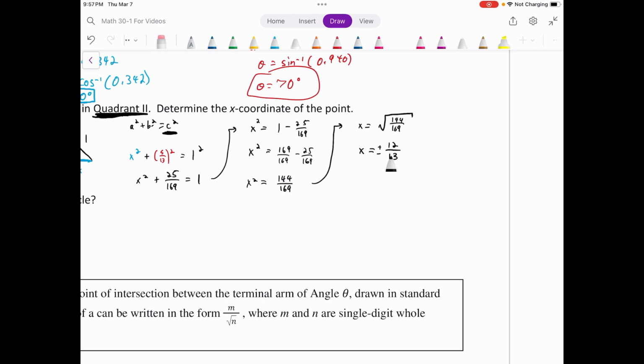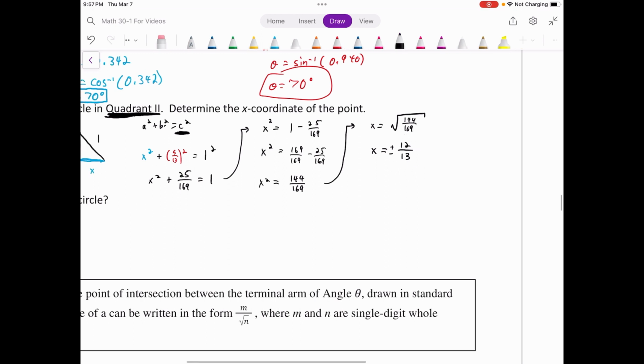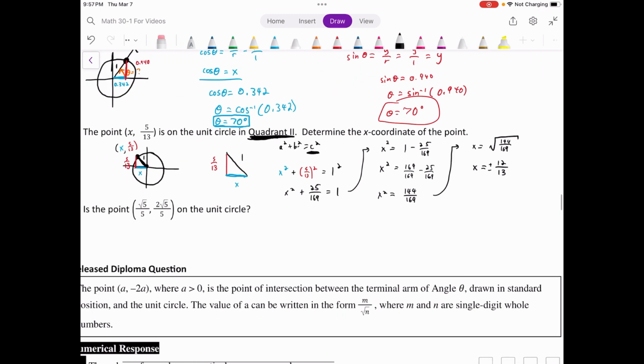12 over 13 squared would be 144 over 169, okay? But so would negative 12 over 13 squared. However, there is one that's correct here, okay? And it just comes down to the fact that we are in quadrant 2. So should x be 12 over 13 or should x be negative 12 over 13? Right, it's negative. In quadrant 2, x's are negative, right?